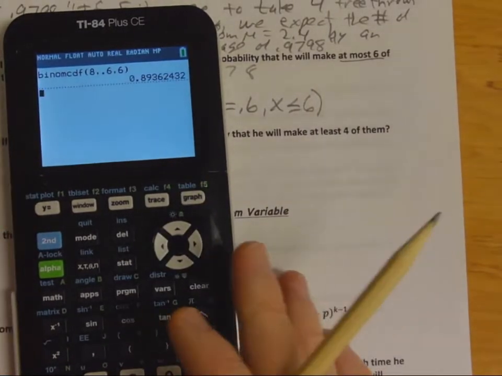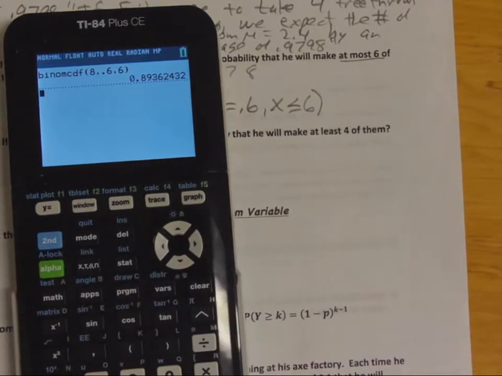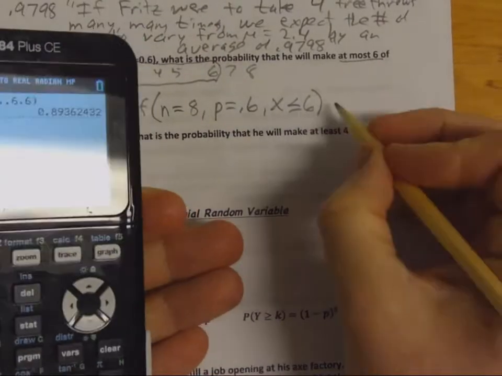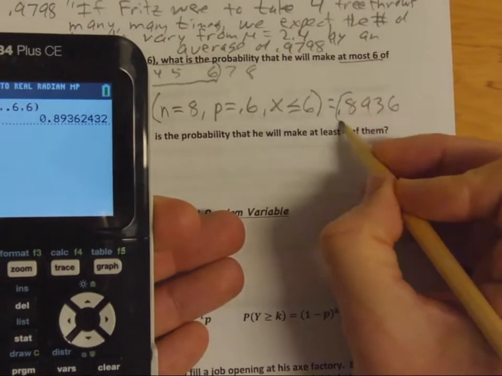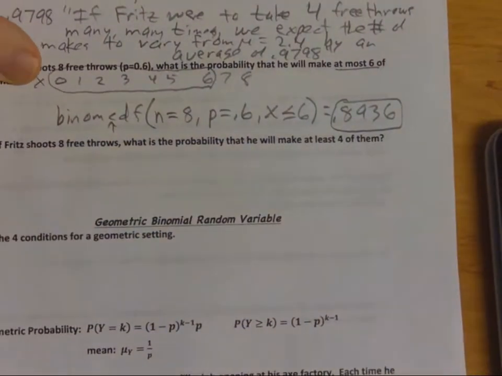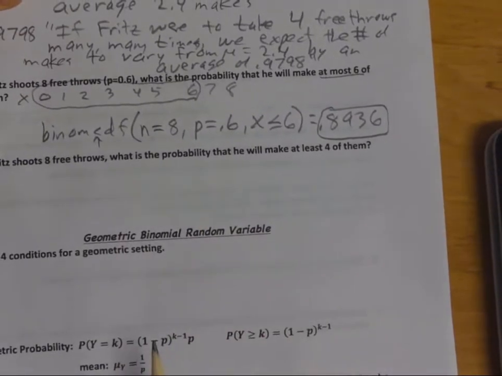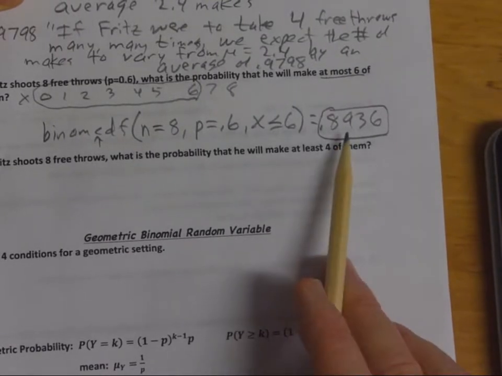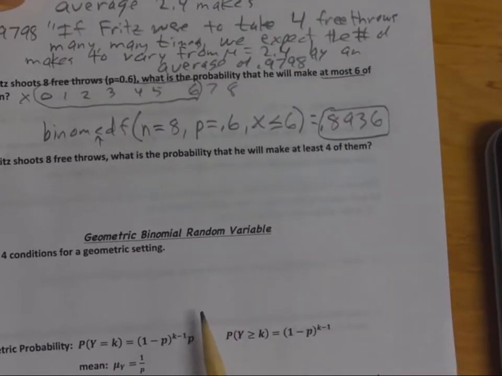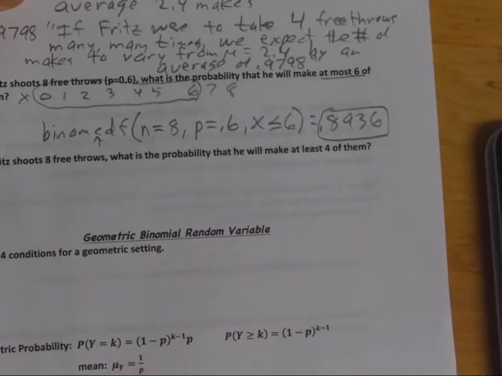Then you hit enter, and that would be 0.8936, which I believe is correct, according to my records. Yes, it is. So this would be equal to 0.8936. In other words, we would expect Fritz, if he takes 8 free throws, almost 90% of the time, to make 6 or less. So 10% of the time, by the way, he's going to make 7 or more, right? Actually about 10.64% of the time, right? Anyway, that leads me to the next thing.